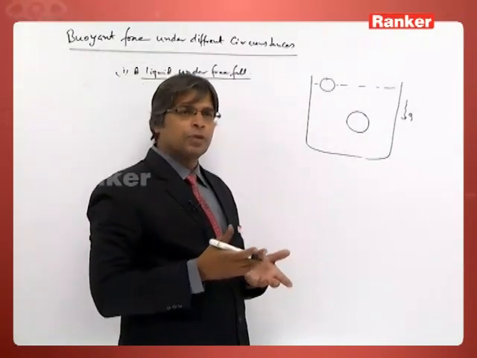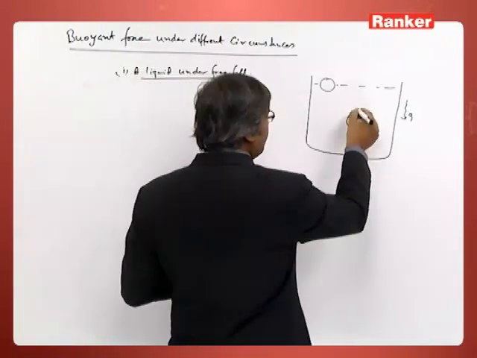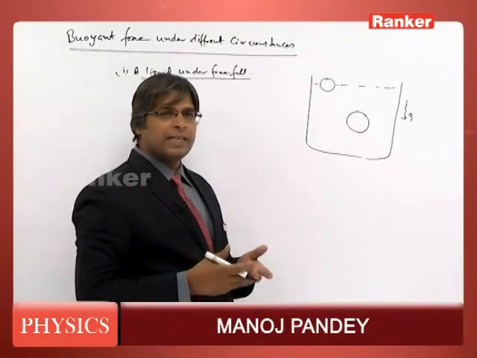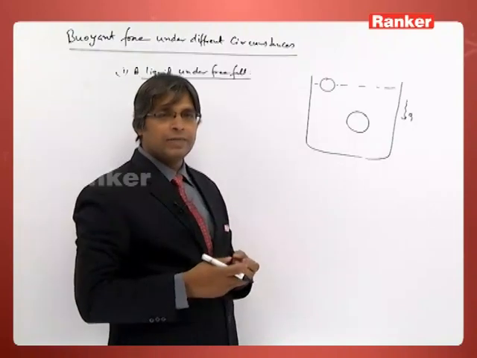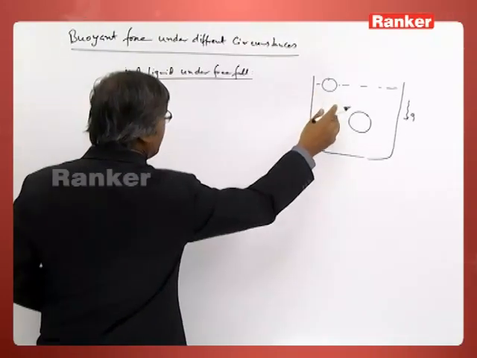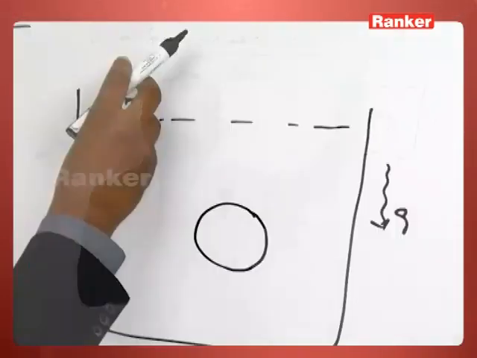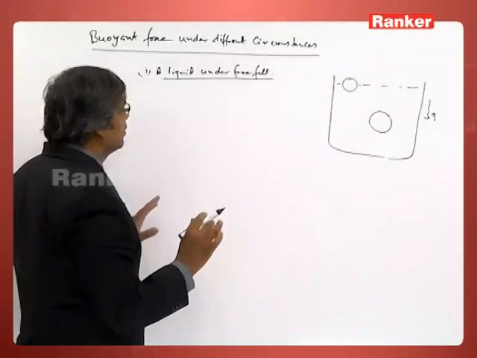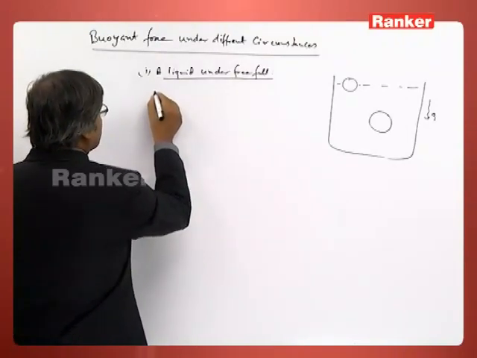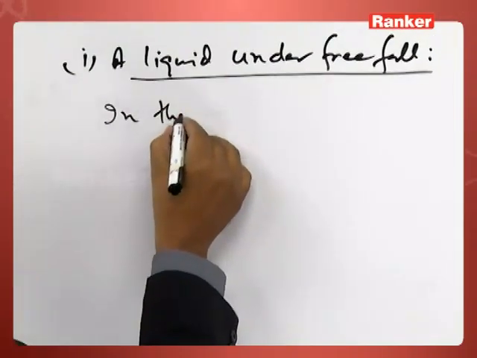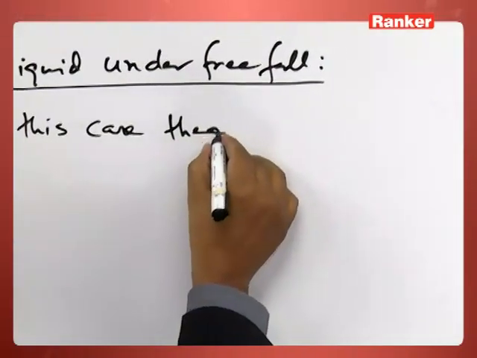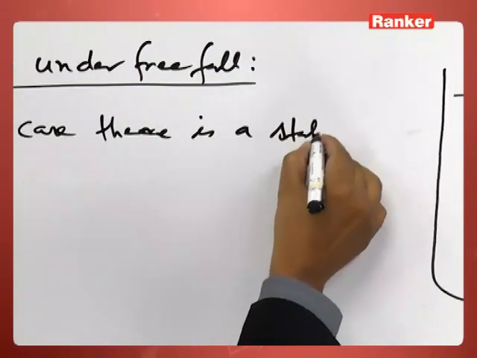And what will happen to the buoyant force? The buoyant force was due to the pressure variation, and since there is no pressure variation in a freely falling liquid, there is no buoyant force. So whatever the bodies were initially, if they are partially submerged or fully submerged, they will maintain their position because the liquid is under a free fall. So when a liquid is under a free fall, there is a state of free fall.